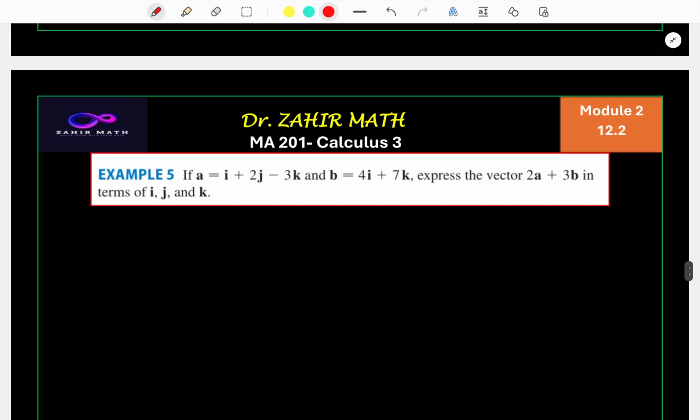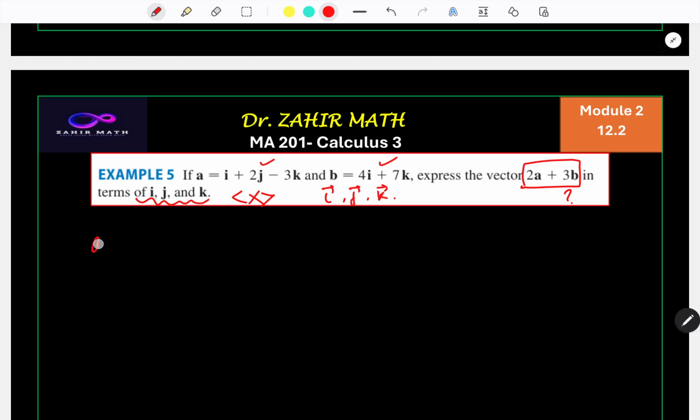Let's go to the next question. If vector a is equal to this, and vector b is equal to this, express the vector 2a plus 3b. They're asking for this one in terms of i, j, k. It means your final answer should not be like this. It should be like this, in i, j, k.